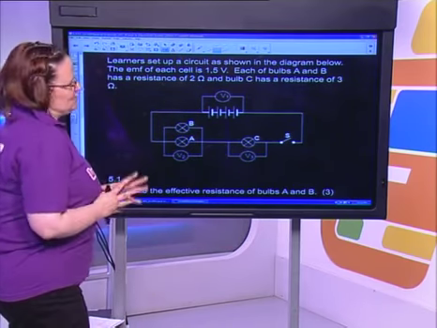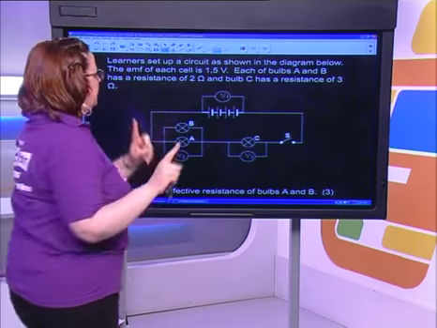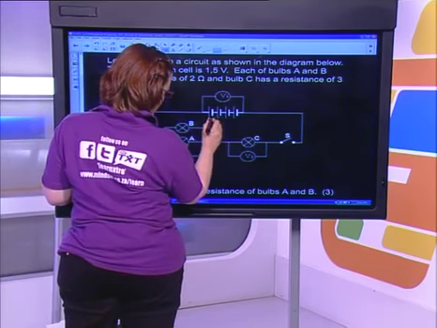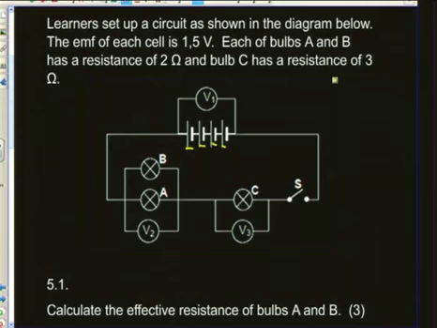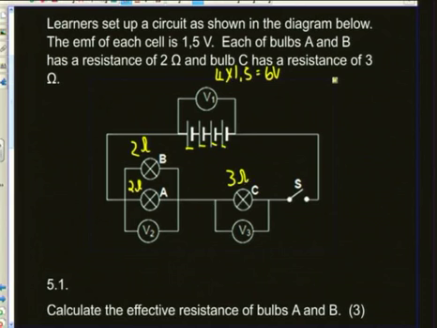So on to electricity, our favorite section. Set up a circuit as shown in the diagram below. The EMF of each cell is 1.5 volts. So we've got 1, 2, 3, 4 cells, so the EMF is actually 4 times 1.5. That makes 6 volts. Each of the bulbs, A and B, has a resistance of 2 ohms. So that's a 2 ohm resistor, and that's a 2 ohm resistor. And bulb C has a resistance of 3 ohms. That's all the information we're given.